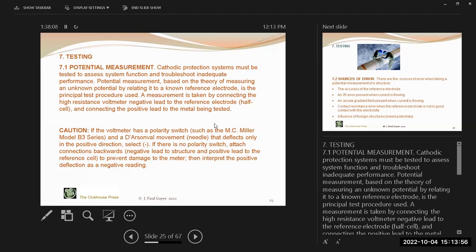A word of caution: if the voltmeter has a polarity switch and a D'Arsonval movement, that is a needle that deflects only in the positive direction, select negative. If there is no polarity switch, attach connections backwards, negative lead attached to the structure and positive lead to the reference cell to prevent damage to the meter, then interpret the positive deflection as a negative reading.